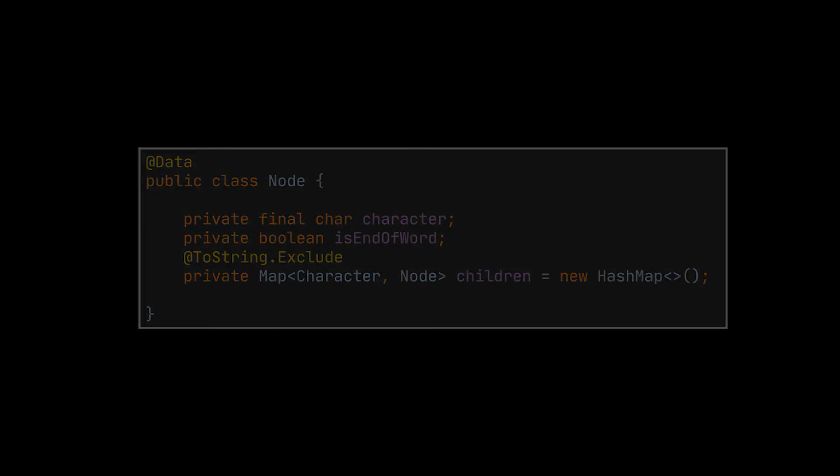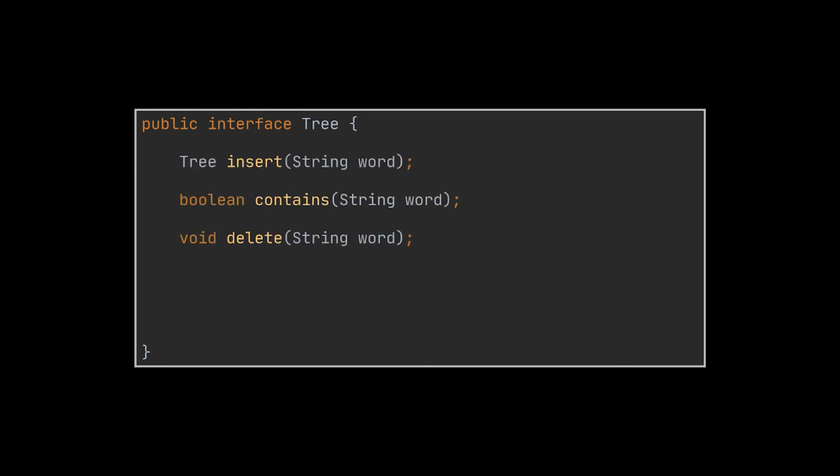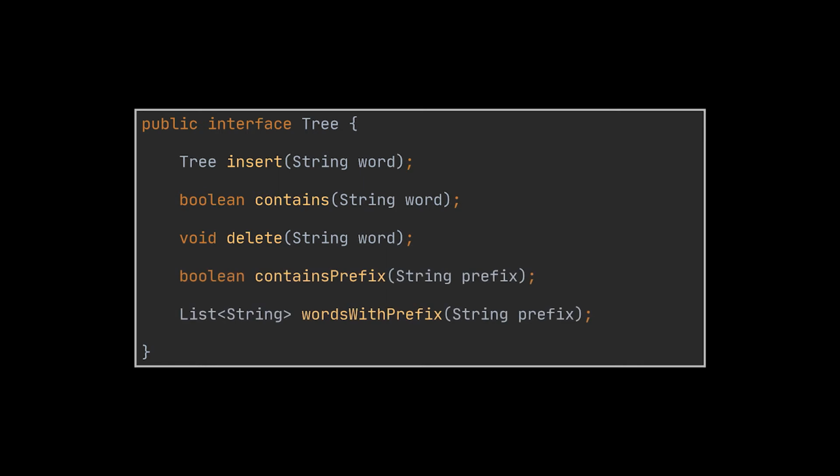Now that our node class is complete, let's take a look at the tree interface we will be implementing in a few. As you can see, in addition to the traditional insert, contains, and delete operations, we will be implementing two additional functionalities: the contains prefix and the words with prefix functionality.